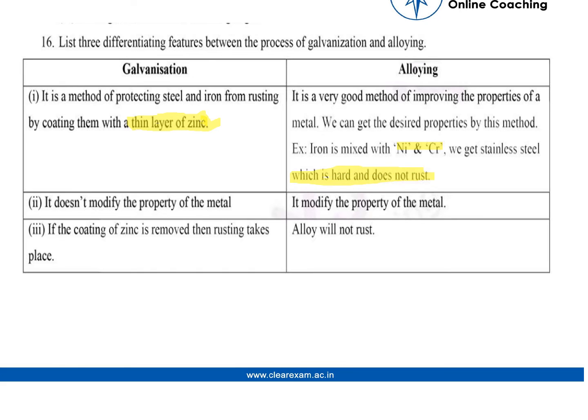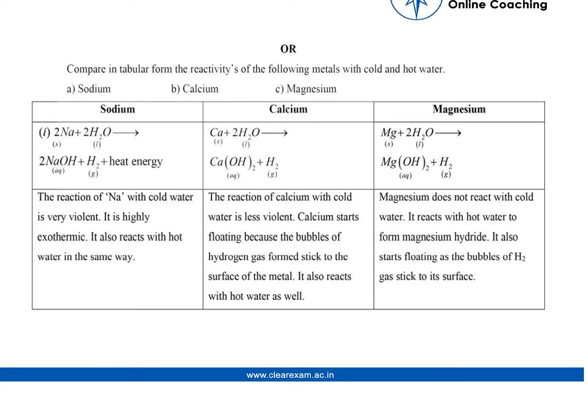Galvanization doesn't modify the property of metal. It just adds an additional layer of zinc on top of the steel or iron, basically on the metal, whereas alloying modifies the property of the metal. And in galvanization, if the coating of zinc is removed, then rusting takes place. When the layer gets removed, rusting will start taking place again. Alloy will not rust.